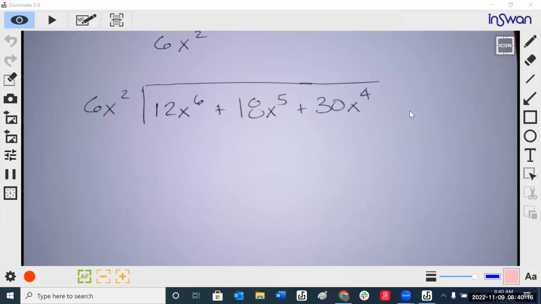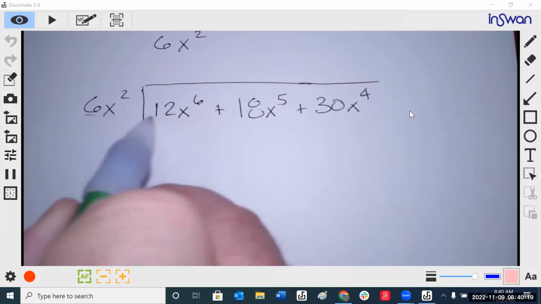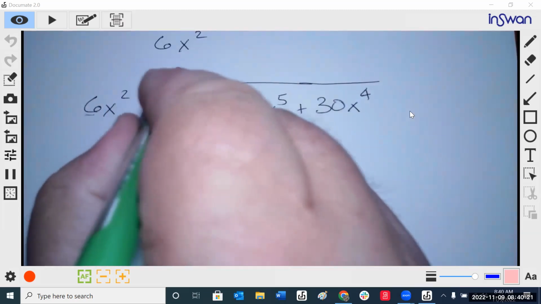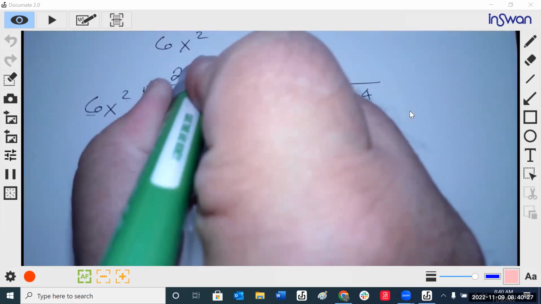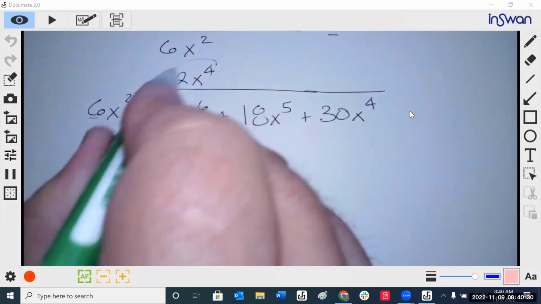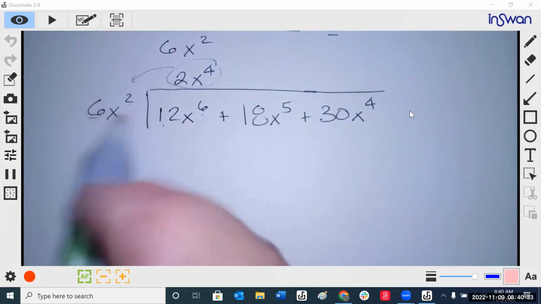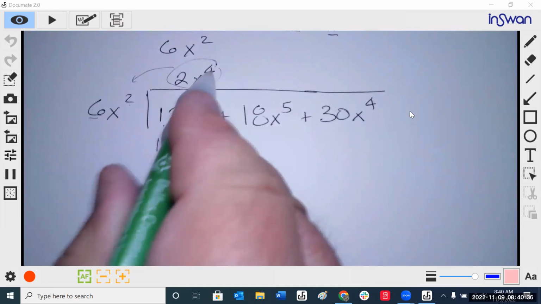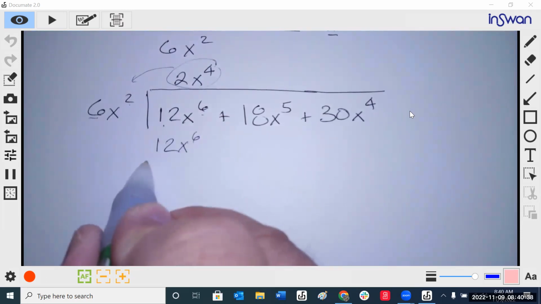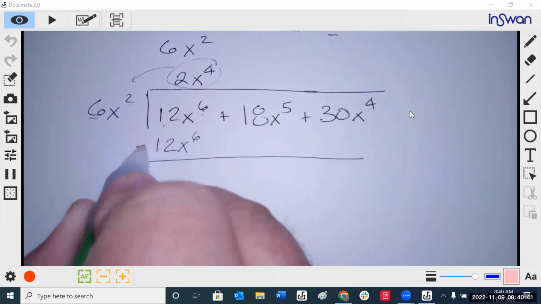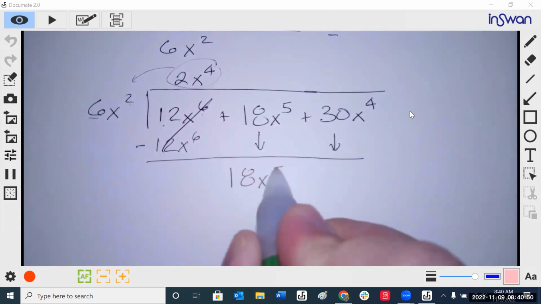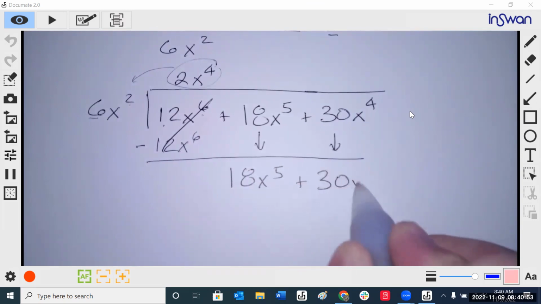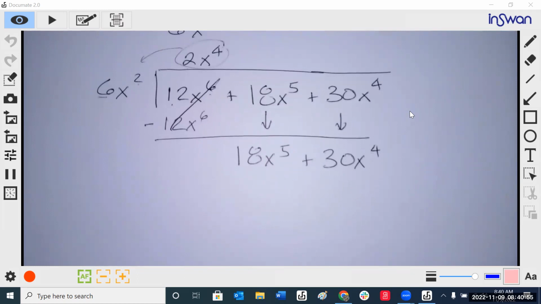Let's see this. So first one, what times 6 gives me 12? I have 2 x's here. I need 6. How many more do I need? So now I take this number and multiply it to that. 2 times 6 is 12. 4 plus 2 is 6 in the x's. Change sign, add. Bring down everything else. 30x to the 4th, and repeat the process.